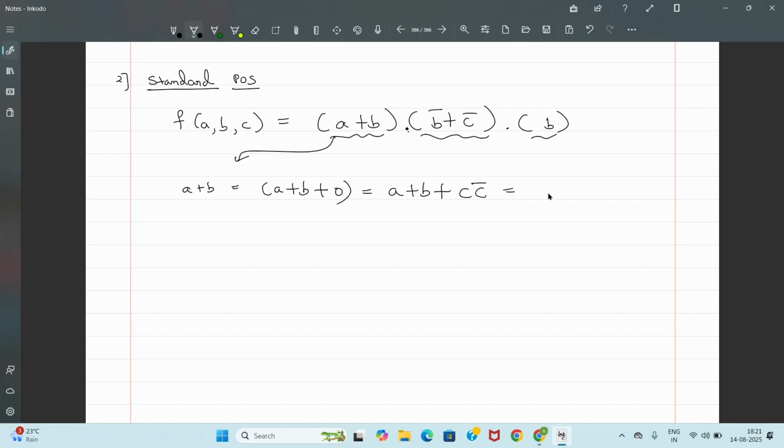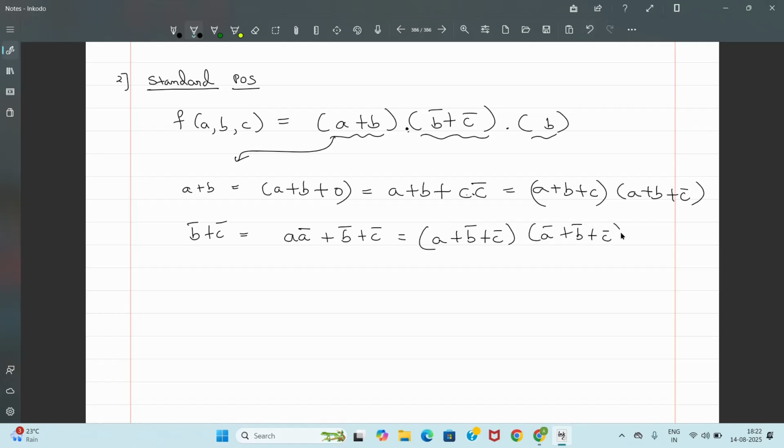So now we have to put distributive law. A plus B plus C multiplied with A plus B plus C bar. Like this. Okay. So from one, if there is one missing variable, you get two terms. Similarly, the second one is B bar plus C bar. A is missing. So A into A bar is added with B bar plus C bar. So I'll get A plus B bar plus C bar and A bar plus B bar plus C bar.